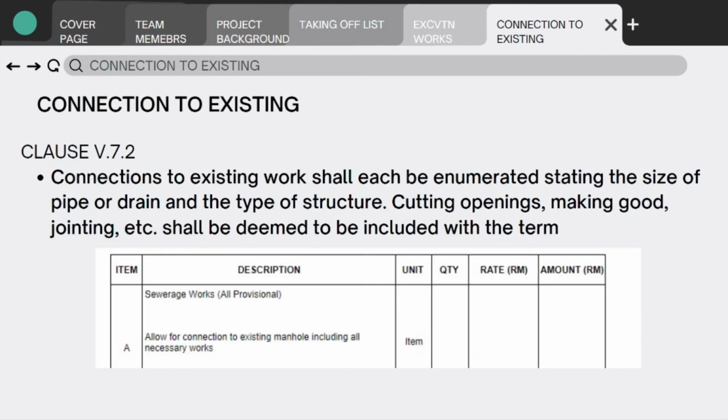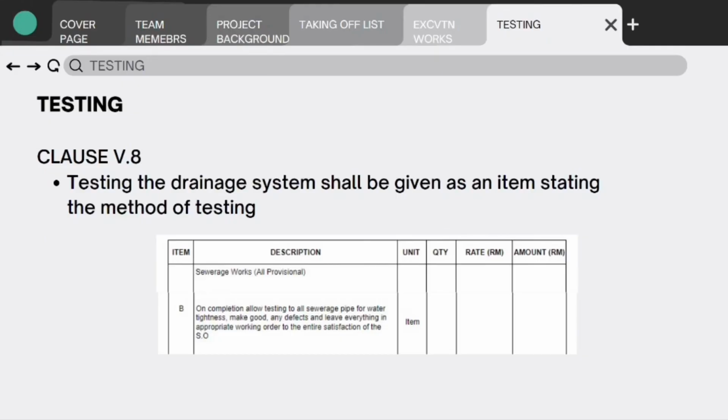Connection to existing. For MH1 and MH5 should both be given in accordance to clause V.7.2. Connection to existing work shall each be enumerated, stating the size of pipe or drain and the type of structure, cutting, opening, making good, jointing, and shall be deemed to be included with the term. Testing. For MH1 and MH5, both shall be given in accordance to clause V.8. Testing the drainage system shall be given as an item stating the method of testing.